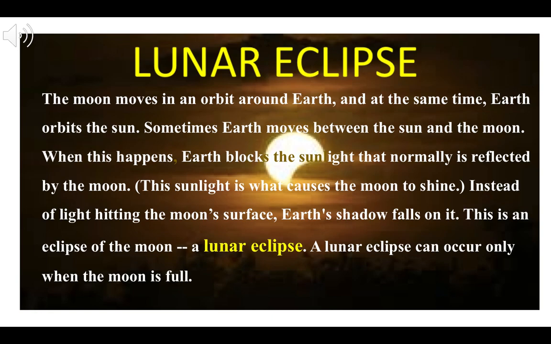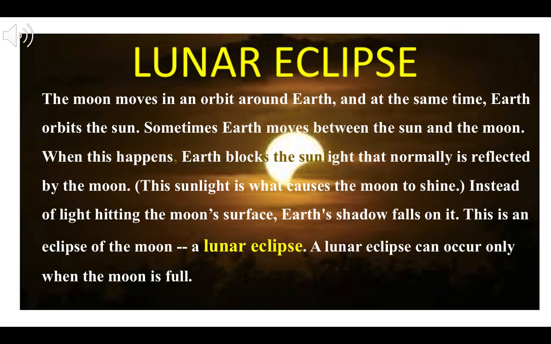The moon moves in an orbit around Earth, and at the same time, Earth orbits the sun. Sometimes Earth moves between the sun and the moon. When this happens, Earth blocks the sunlight that normally is reflected by the moon. This sunlight is what causes the moon to shine. Instead of light hitting the moon's surface, Earth's shadow falls on it. This is an eclipse of the moon.